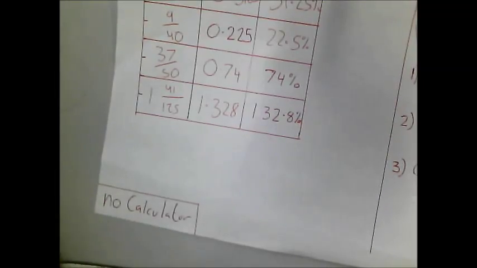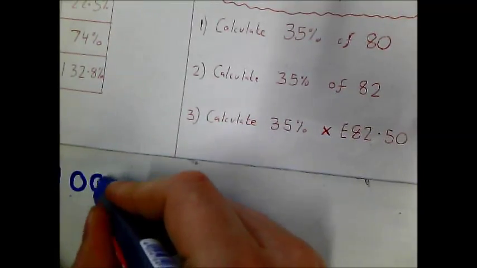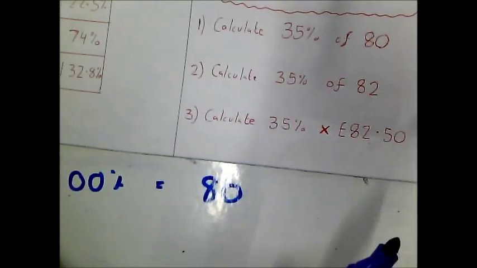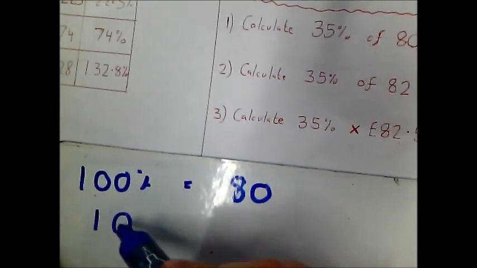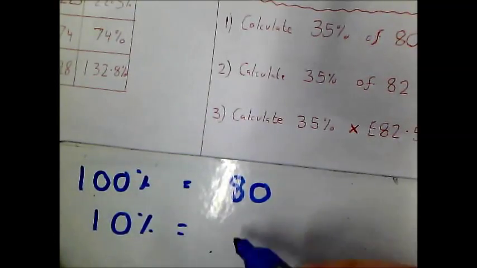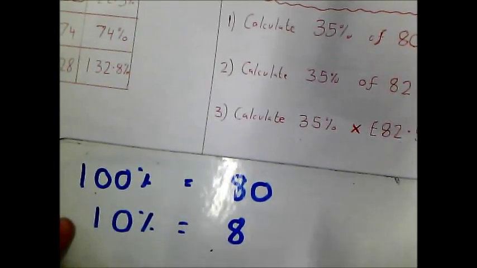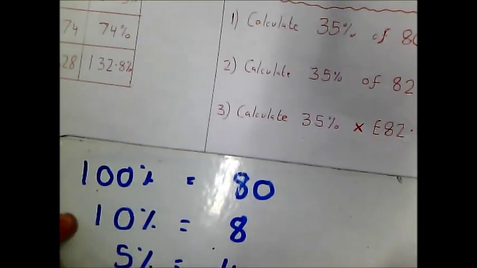Okay, let's look at the final 3 questions here for section 2. So I want to calculate 35% of 80. Now I know 100% is the whole thing, so 100% is worth 80. Now I'm trying to build little pieces to get to 35%. So if 100% is 80, then 10% will be 10 times smaller. That's going to be 8. Okay, so 5% will be half of that, so 4.